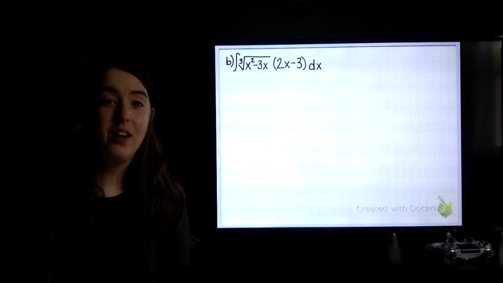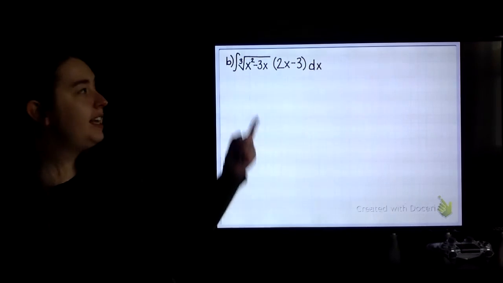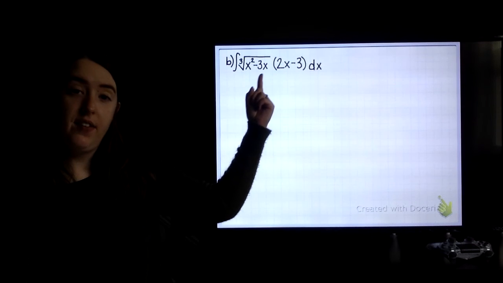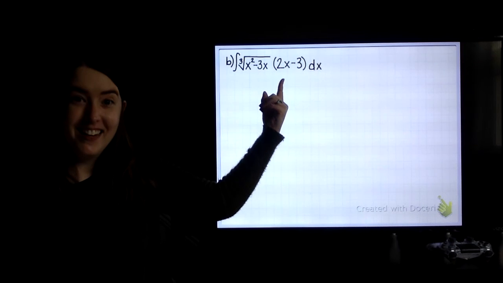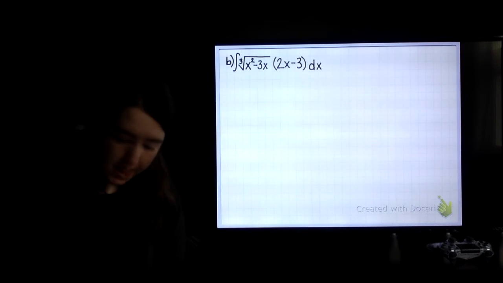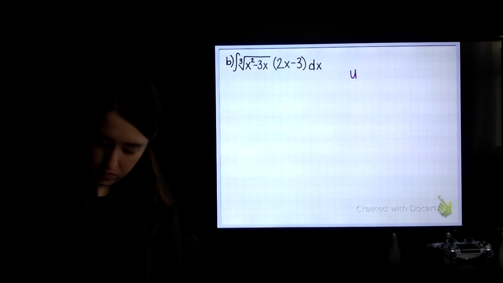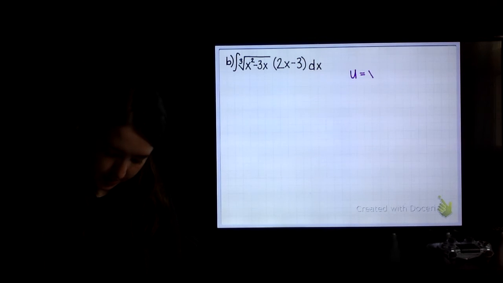So the first thing we want to look for is part of my function the derivative of another part of my function. So right here, x squared minus 3x, the derivative of x squared minus 3x is 2x minus 3. Oh, there he is. So u is going to be equal to x squared minus 3x.